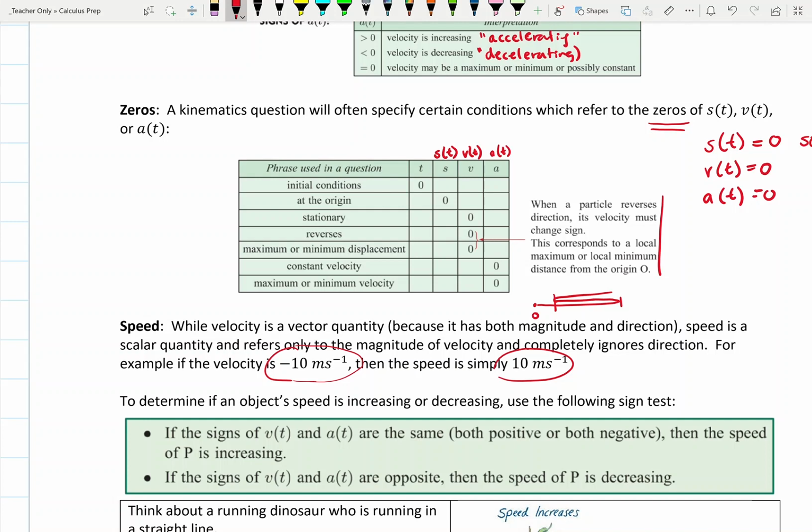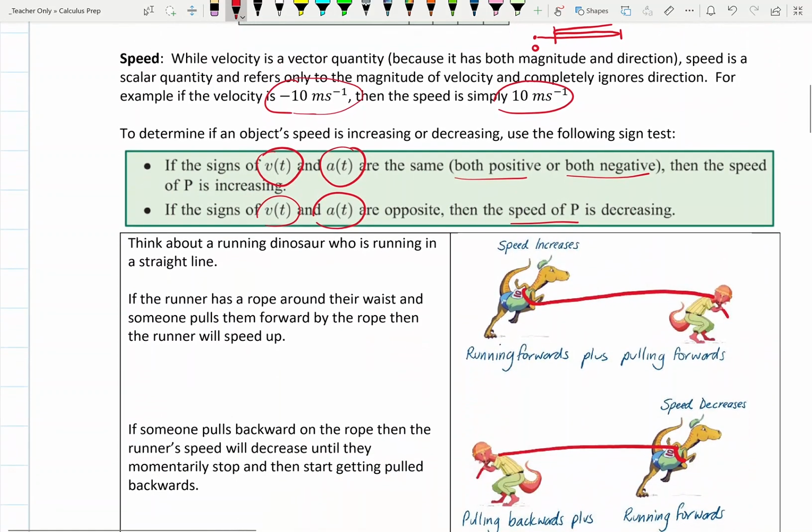If we're wanting to find out whether an object's speed is increasing or decreasing, then we need to do a test. So if velocity and acceleration are the same, and that means they're both positive or both negative, so the signs are the same, then the speed is increasing. If the velocity and the acceleration are opposites, then the speed of the particle is decreasing. It's probably easier to look at that as a diagram.